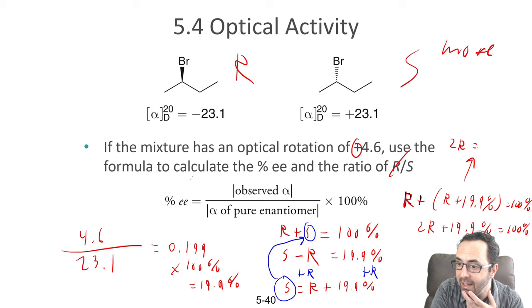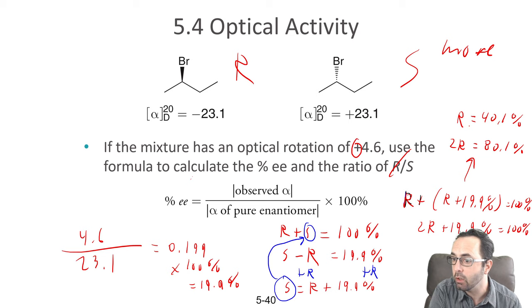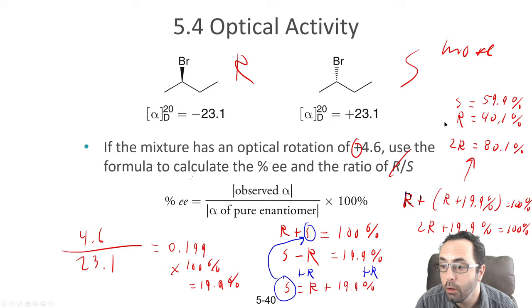80.1%. And so if we divide both sides by 2, we get R equals, I'll round to 3 sig figs, 40.1%. So the R is 40.1% of the mixture. And so that means the remaining S, 100% minus 40.1, would be 59.9%. And you can see the difference is 19.8, 19.9. We have a little difference due to rounding. But that's how you could figure out what percentage of each enantiomer you have.